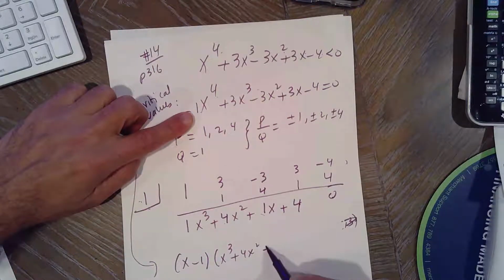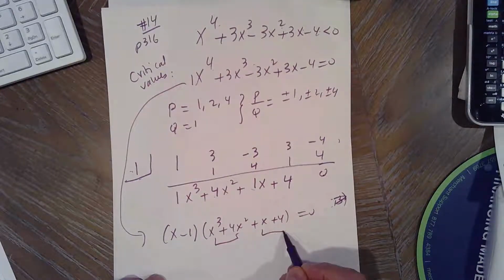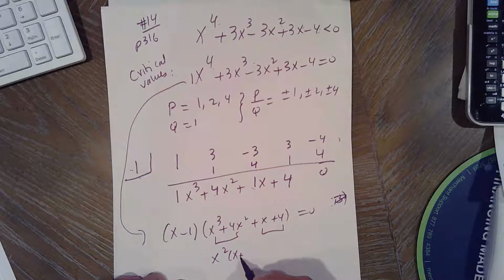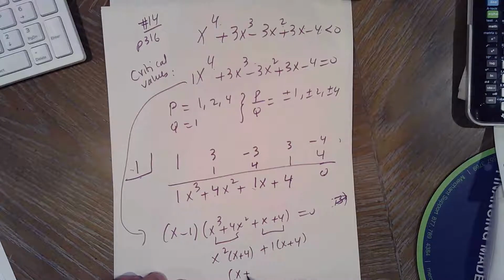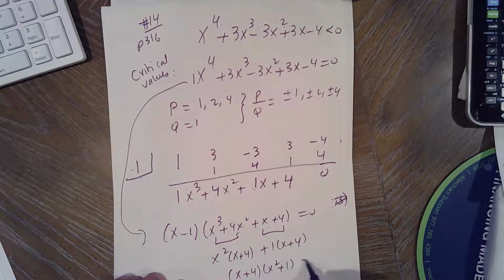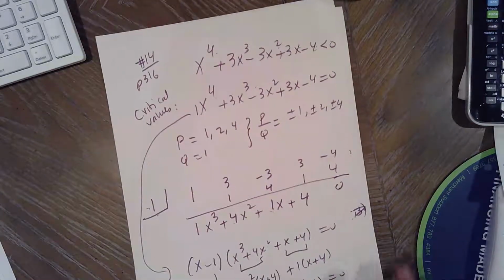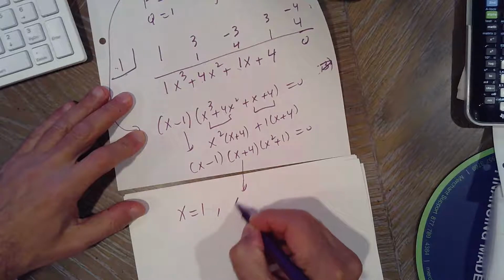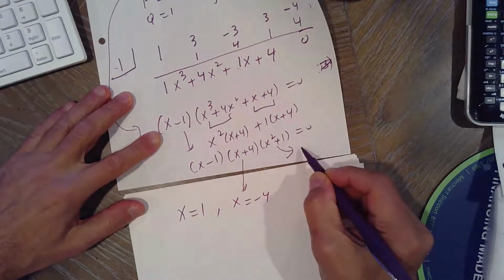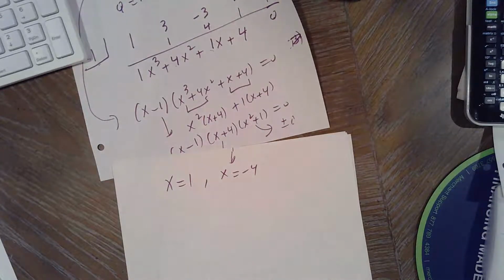From here on we could do factoring, or we could do synthetic, but factoring would be easier. If we group them together, x squared times x plus 4, plus 1 times x plus 4, you can see what I'm talking about: x plus 4, x squared plus 1, x minus 1. So the critical values are 1 and -4. The x squared plus 1 factor doesn't give me any real numbers. It's plus or minus i, but we can't use these because they're not real numbers. So these are the critical values.